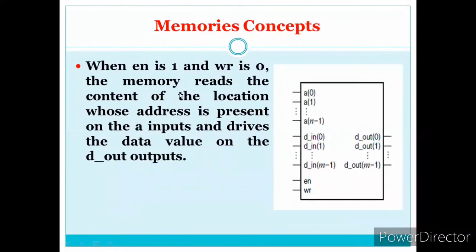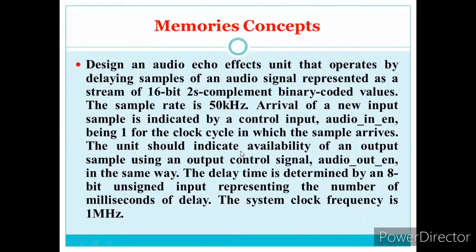Now for the read, when enable is 1, we have write as 0. Observe here, as I said, optimization of design: we are not using an extra signal for read. We are using the same write signal. When write becomes 0, the memory component understands it is a read operation. The content of the location present in the memory, whose address is given in the address bits, is read and given to the data output. In this way, read and write operations are performed.